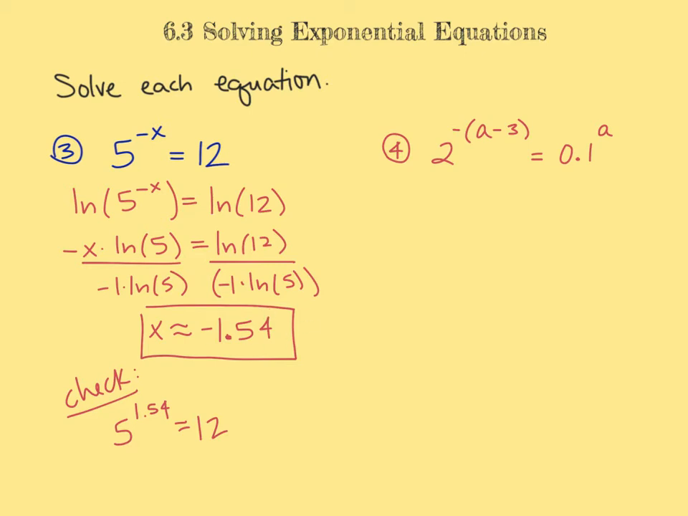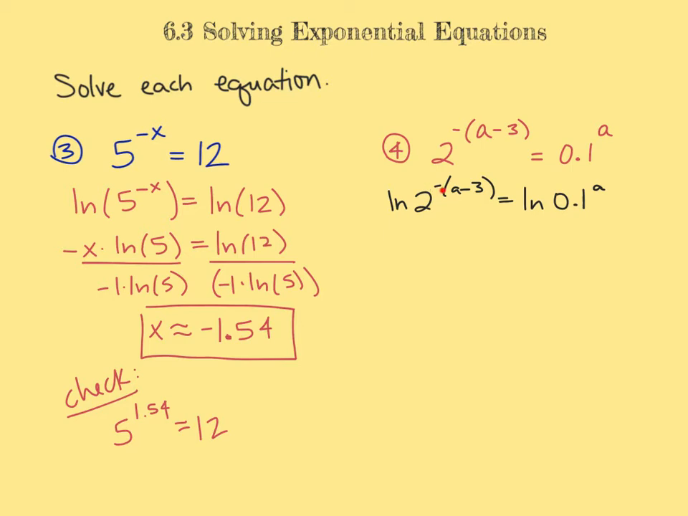In problem number 4, once again, we cannot get the same base. This problem looks a little bit different because now we have variable exponents on both sides. What we want to do, again, is take the natural log of both sides. The reason that we do this is so we can use that power property. We can use the power property on both sides and bring the exponents out front.